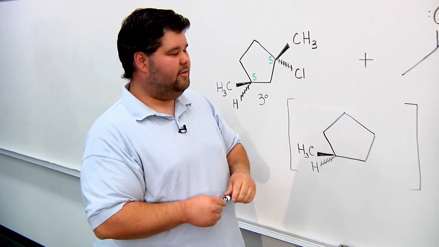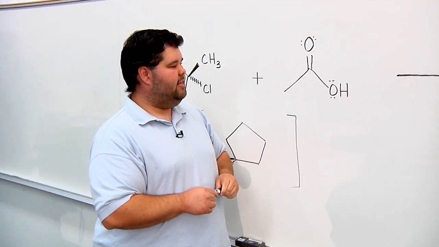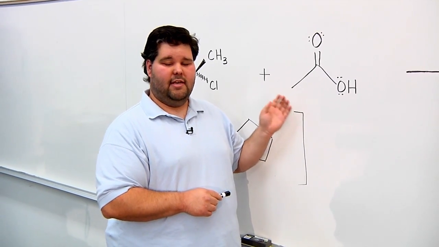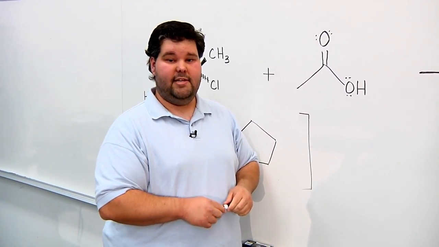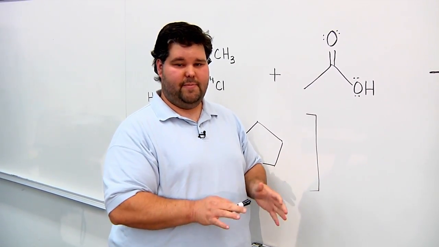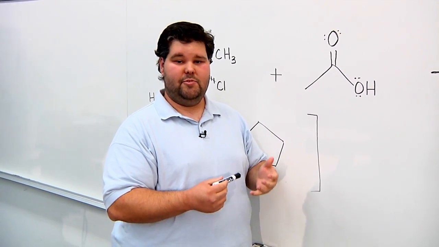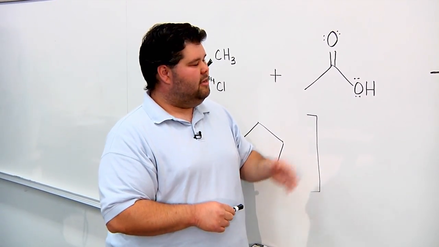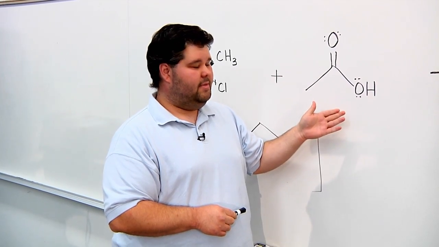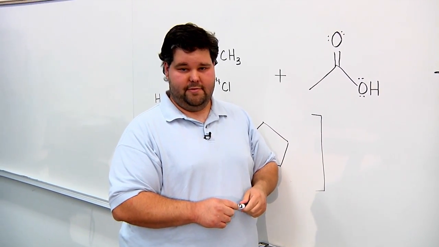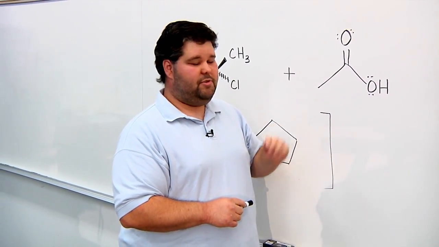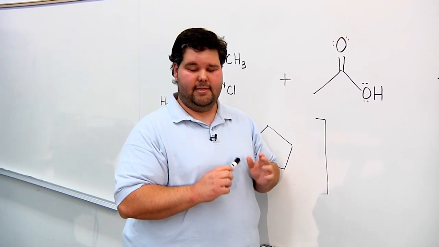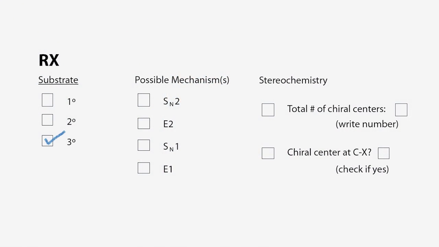Now we'll look at our nucleophile or base. In this case, we have acetic acid. Acetic acid is a carboxylic acid and not a base, so we can remove any kind of base from consideration. That leaves us with nucleophile. Because there are no negative charges here, this is a weak nucleophile. And with a weak nucleophile, that eliminates E2 reactions from our list, so we're left with SN1 and E1 reactions.